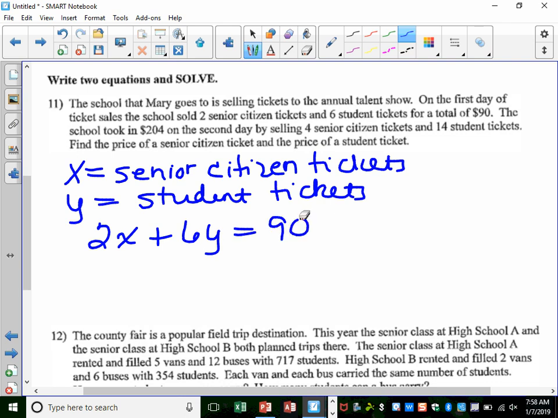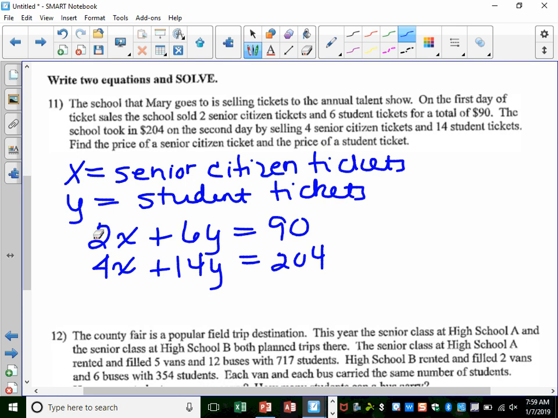And then the school took in $204 on the second day by selling 4 senior citizens and 14 students. Okay, so now we have our 2 equations set up. We define our variables, and now we need to solve this. So we're going to be solving using the method that we learned today. So let me ask you, which variable do you think I should eliminate? The X's or the Y's?